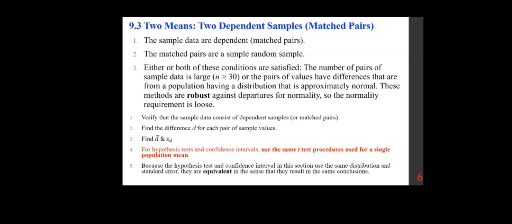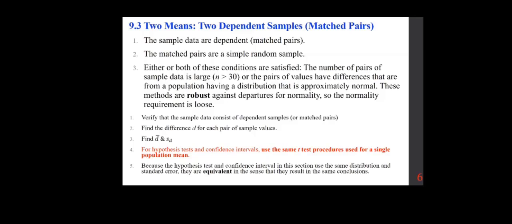And this is just like the previous section. It's a robust procedure. So we're going to verify sample data consists of dependent samples or matched pairs. We want to find the difference, and then we basically do the test of hypothesis on those differences, okay?